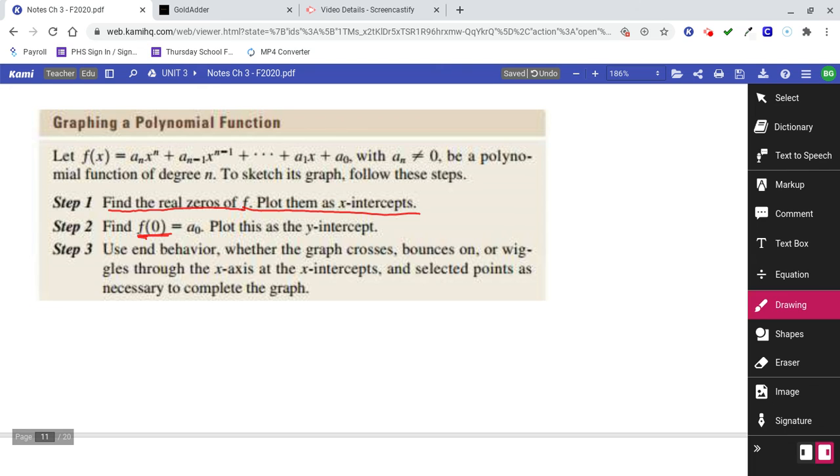And then step 3 covers a lot of stuff. We use the end behavior to decide what this looks like. Is it a disco function? Is it a touchdown function? Whatever. Then we look at the multiplicities and whether the graph crosses, bounces, or wiggles. And selected points means basically just make an XY table. So they're giving us a way to figure out how to graph polynomials as quickly as possible.